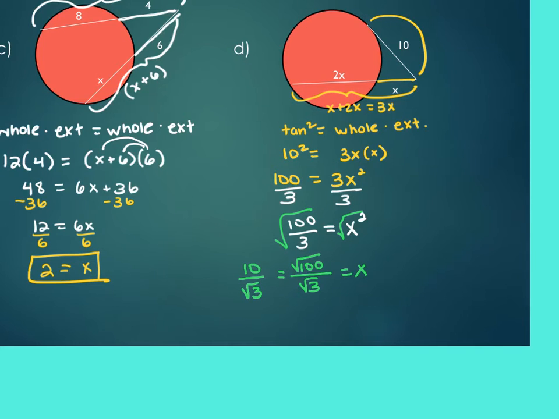And we cannot leave it in the denominator. So we rationalize by multiplying both the numerator and the denominator by the square root of 3. And I get 10 root 3 over 3. So x equals 10 root 3 over 3.